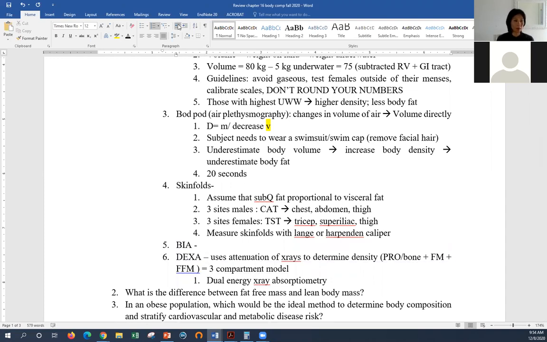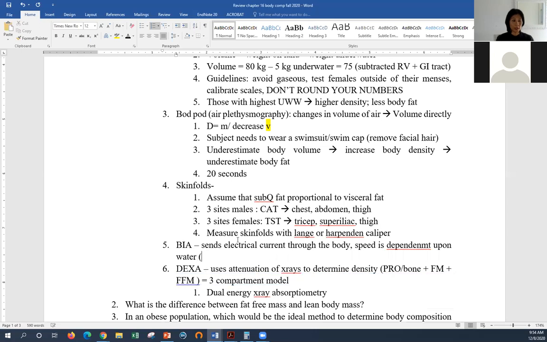BIA is another two compartment model, bioimpedance analysis, which means that the machine sends an electrical current through the body, and the speed is going to be dependent upon water or muscle mass, because muscle is comprised of a lot of water. So the faster the current, the more muscle mass, the more impedance, or slower the current, the more fat mass.